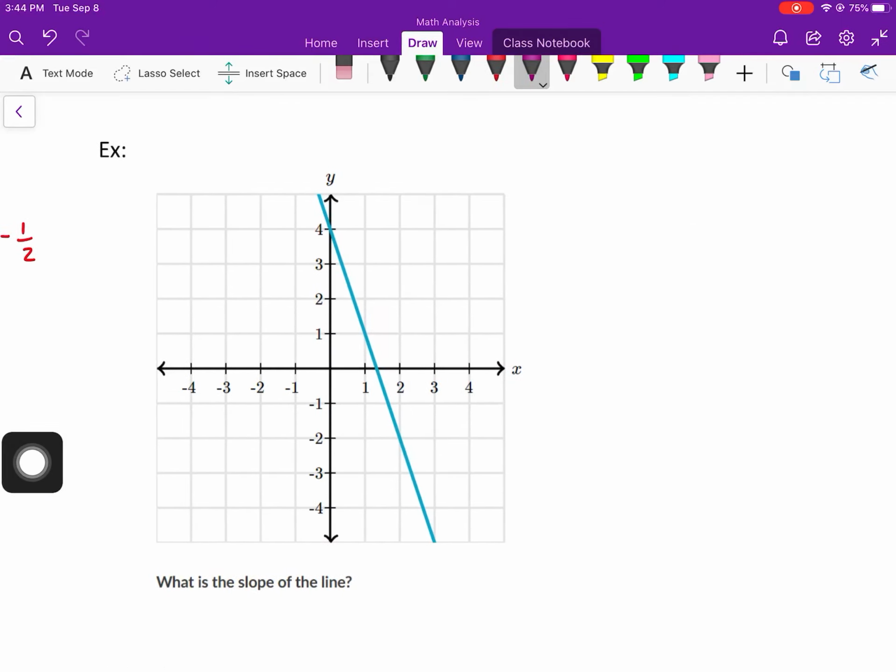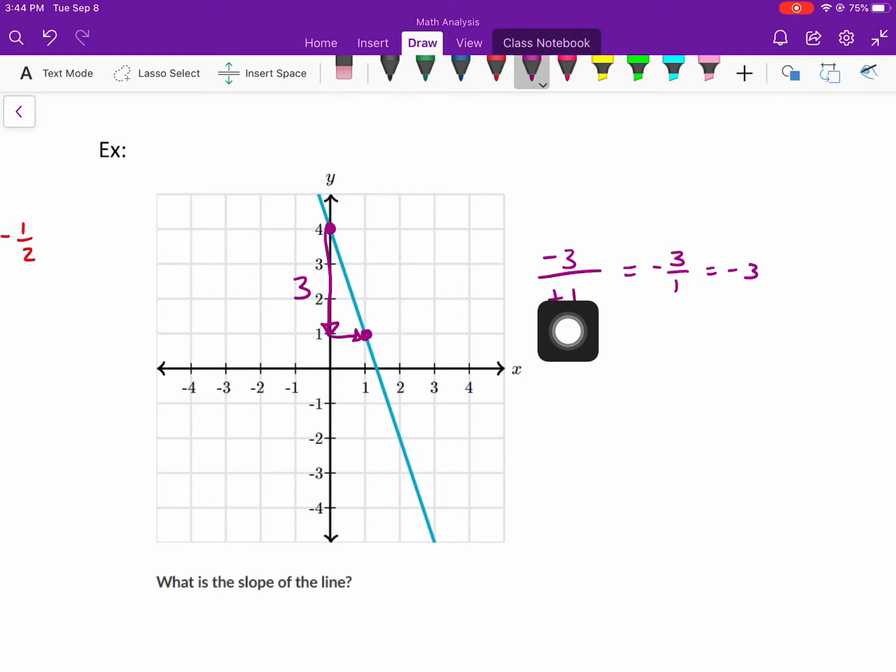Same thing with this one. It's going down 3 and to the right 1. So down is a negative direction and then right 1. So that's negative 3 over 1, which is negative 3. Overall, it's negative because it's negative over positive. And you can also see the graph is going down.